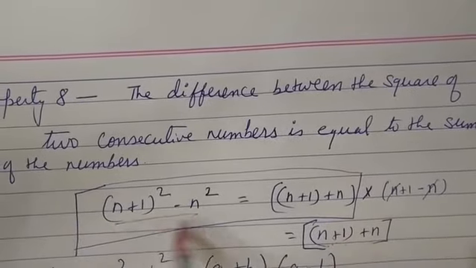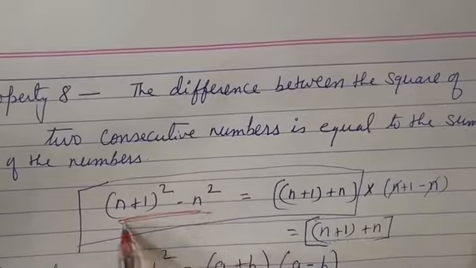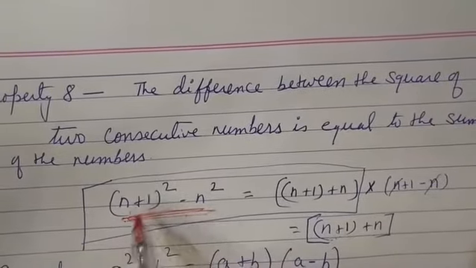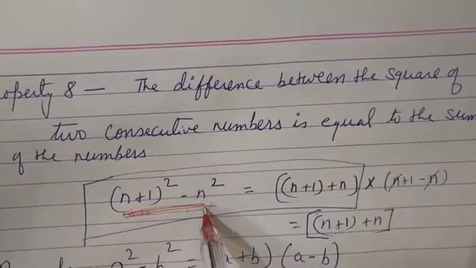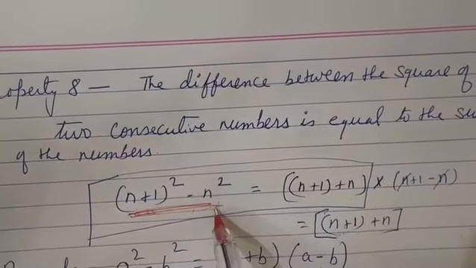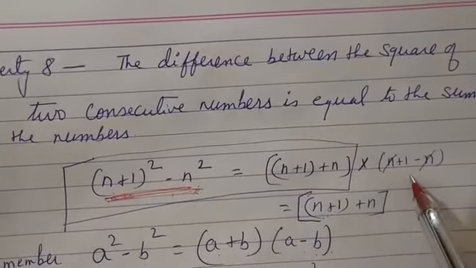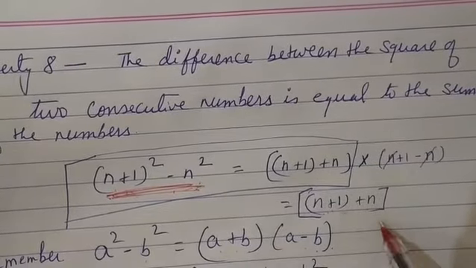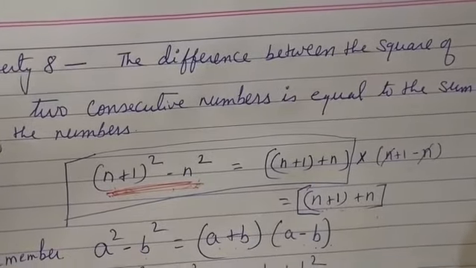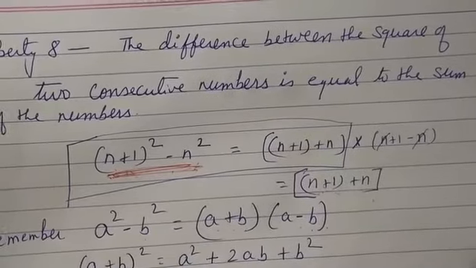So the main thing here is two consecutive numbers. You have to take the difference of the squares of two consecutive numbers. If we do not take consecutive numbers, the 1 will not come, so we will not get the sum of the numbers. Okay, so this is the property.